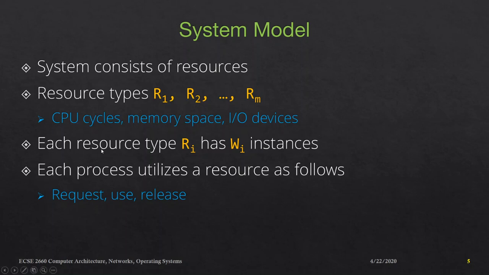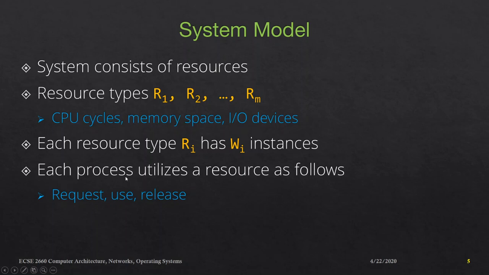And then each resource type, R sub i, can have W sub i instances. So for example, we may have multiple IO devices of the same type. So R sub i are your resource types, and W sub i is the number of instances related to the ith resource type.